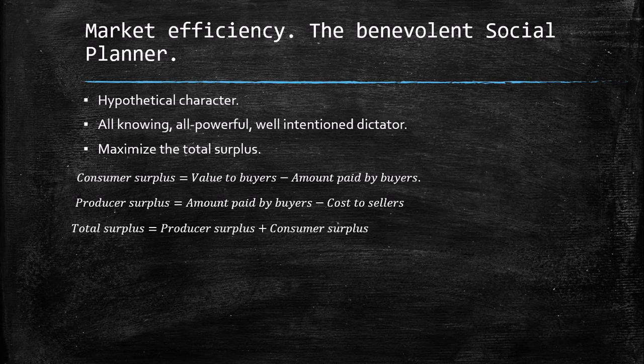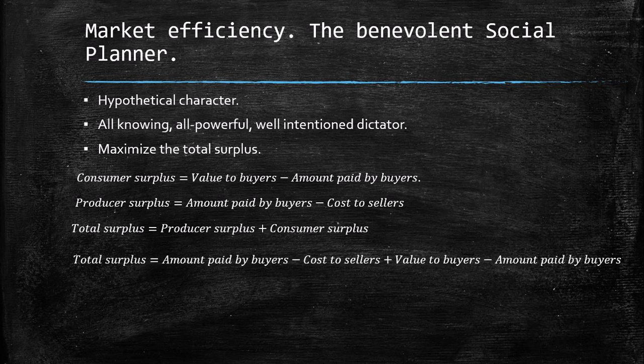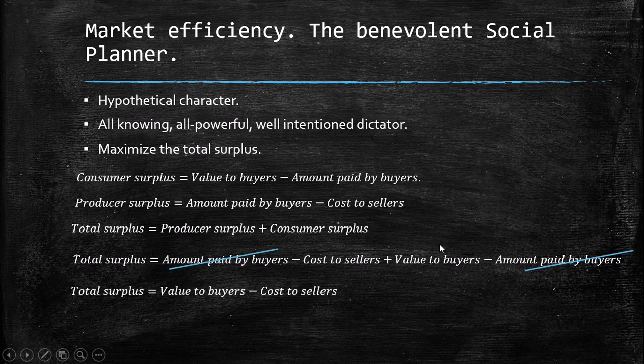So at the end, we need to clarify that the total surplus in the economy is the producer surplus plus the consumer surplus. Just replacing, the producer surplus is equal to this one, so I just put it here. And the other part, consumer surplus, which is this one, is going to be this. If you see, this is positive and this is negative, so they cancel out, and I just put this positive in the first and this in the second. We have the value to buyers and the cost to sellers. So this is the total surplus.